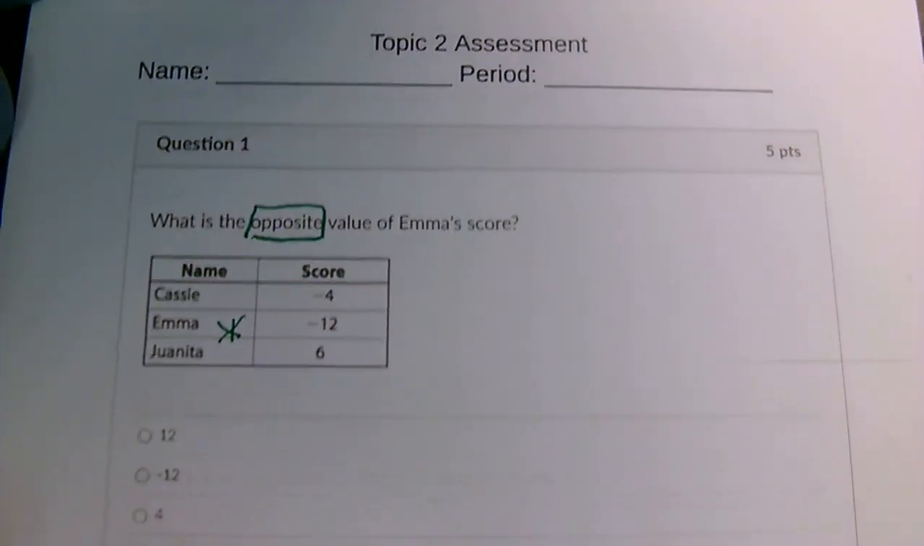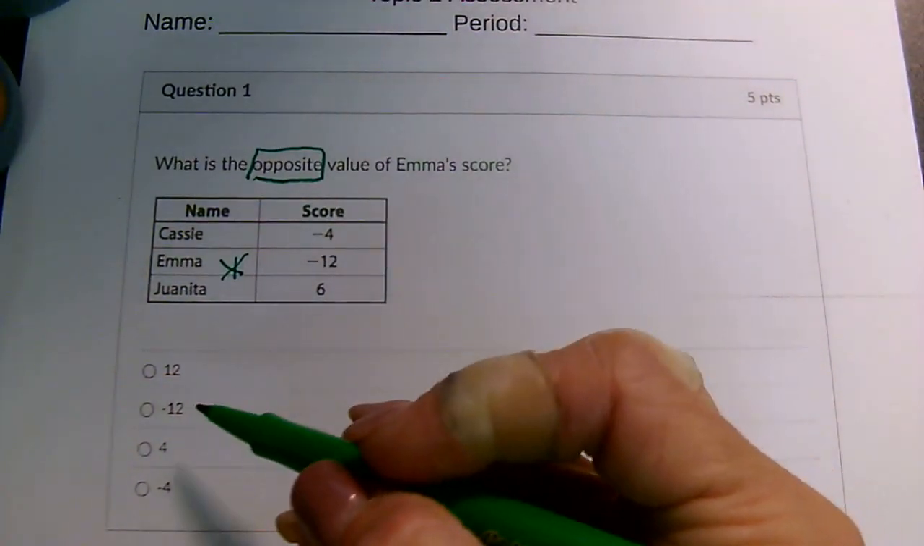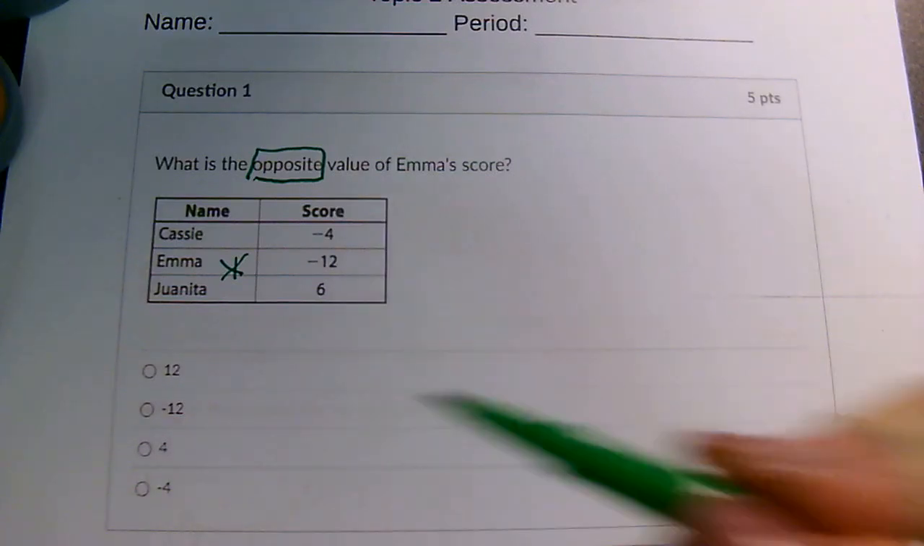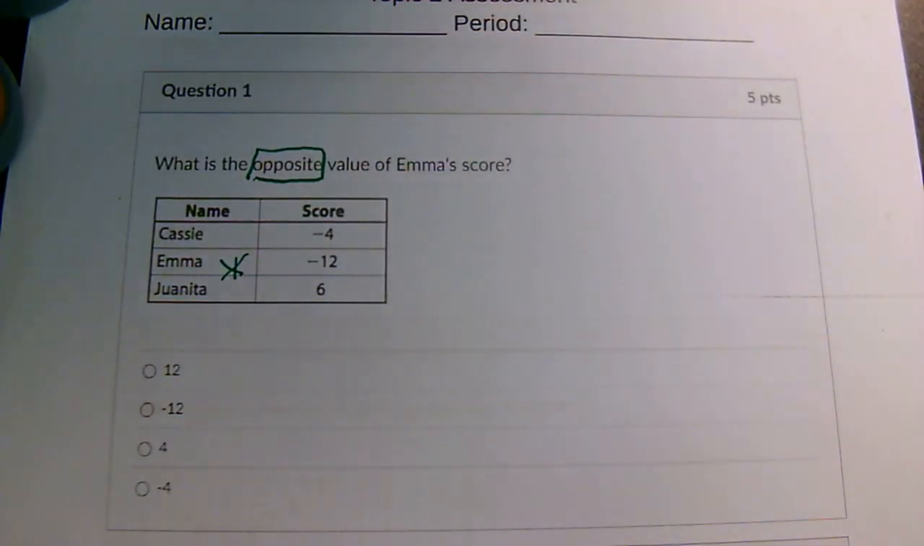Now, for the choices, there are 12, -12, 4, and -4. With these choices, they may be scrambled in a different order on your test. Keep that in mind.